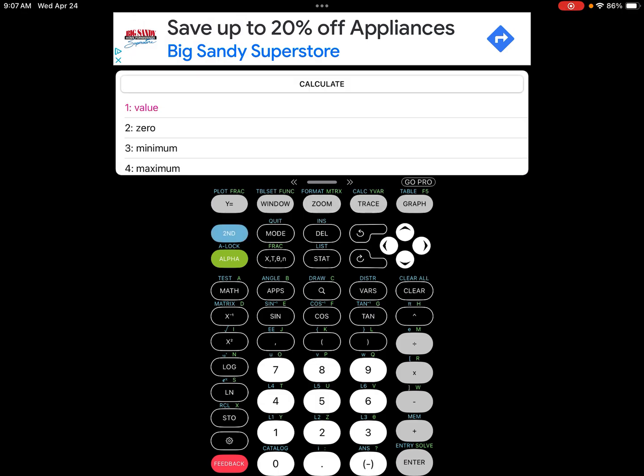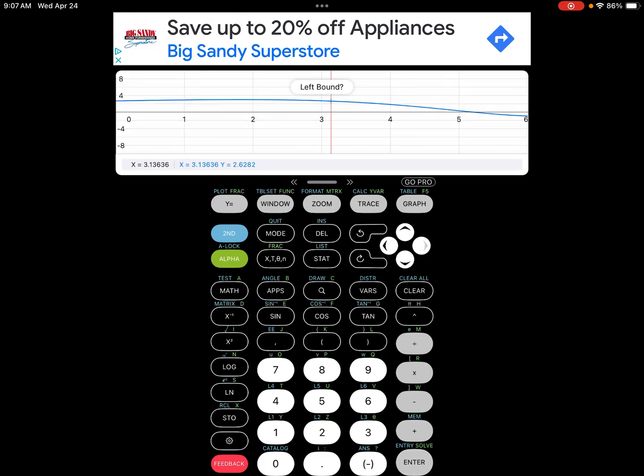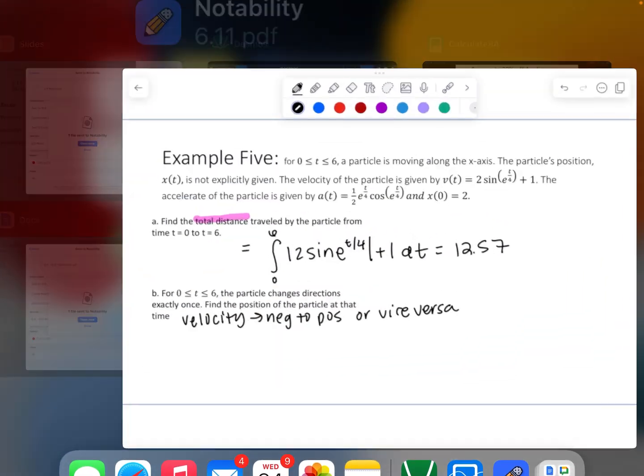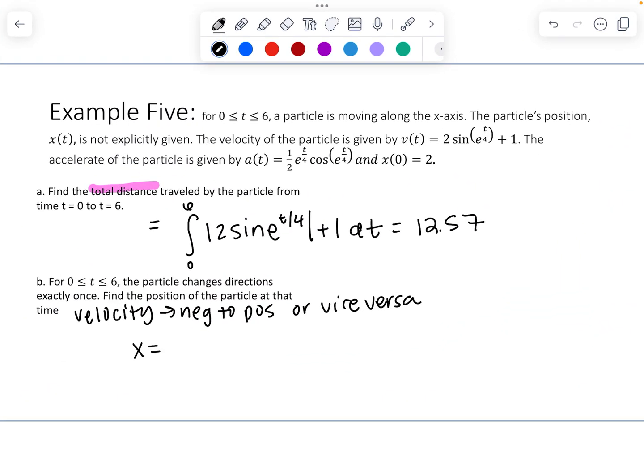So I'm going to press second trace, and then I'll press my 0 button. And this is when we go left, and we press enter, and then we go right, and we press enter, almost there. We press enter, and we press enter, and it says 5.19. So the place where it's changing direction is 5.19.